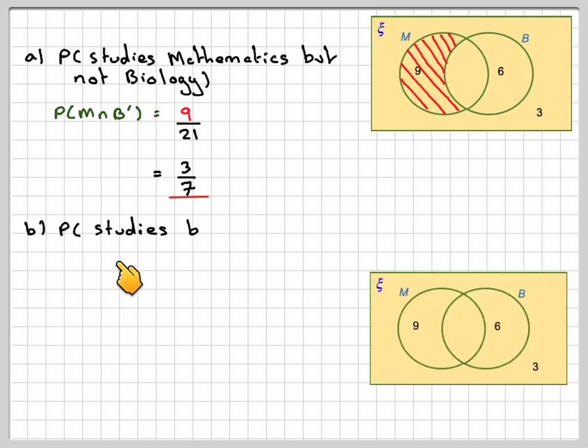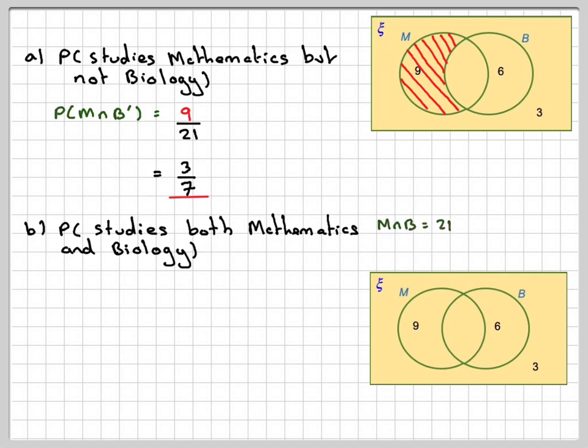Now, the probability the student studies both mathematics and biology. Well, that's going to be the bit in the middle here. We can find that because we know M intersection B is 21 minus 9 minus 6 minus 3. So 21 minus 9 minus 6 minus 3 gives me 3.